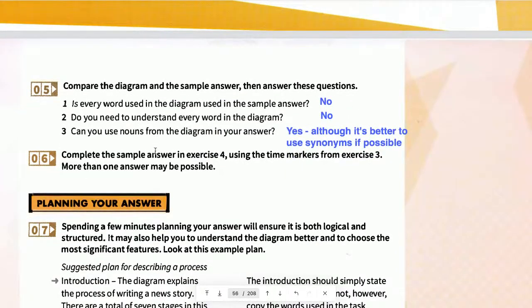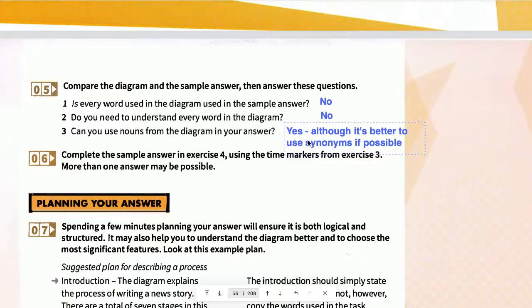Okay, now let's get back and answer all of these questions quickly. Number 1, is every word used in the diagram used in the sample answer? Yes or no? No. Number 2, do you need to understand every word in the diagram? No. Yeah, you don't have to, but you should. Number 3, can you use nouns from the diagram in your answer? Yes, you can use nouns from the diagram in your answer. Yes, but you have to write it next to yes.